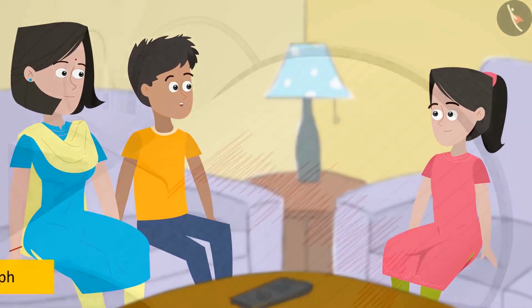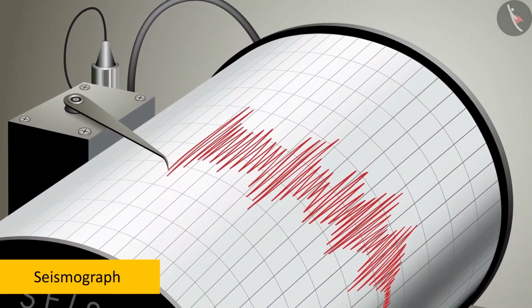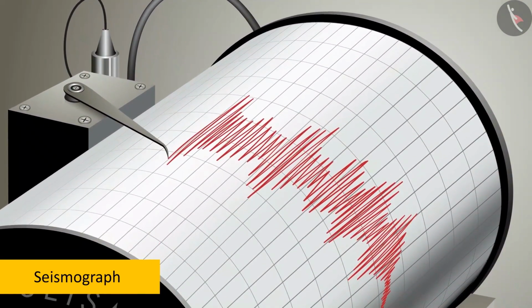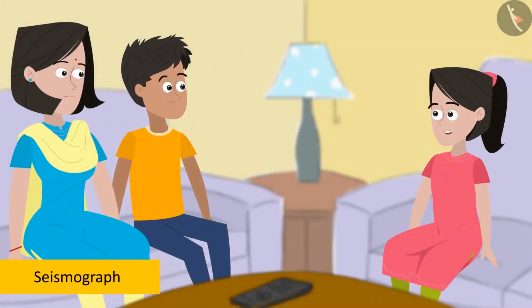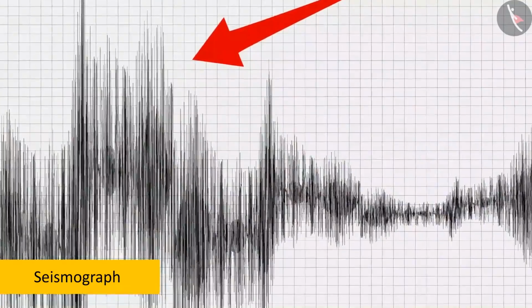Oh, I know. It is the seismograph. This instrument has a pen attached below it. Yes, now I remember. The attached pen records on a paper under it the waves of the earthquake. Scientists can assert the intensity of an earthquake by analyzing these waves.